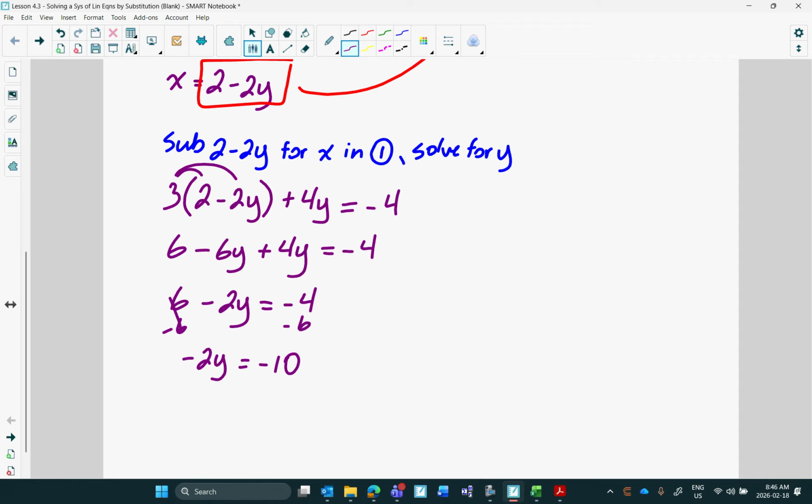And what's the last step to get y by itself? Divide by negative 2. And I get y is equal to 5. So I found the y value.